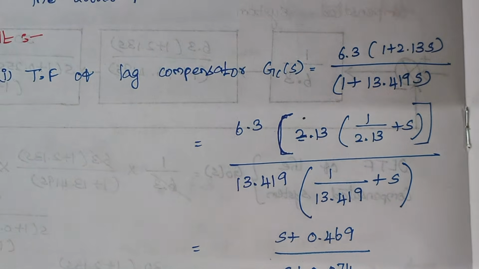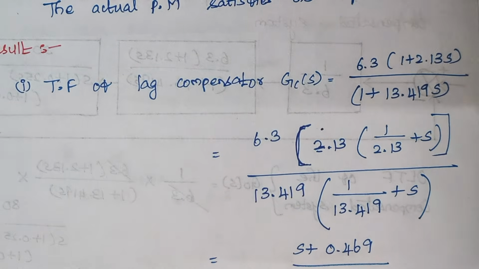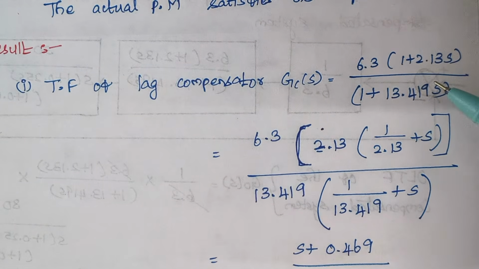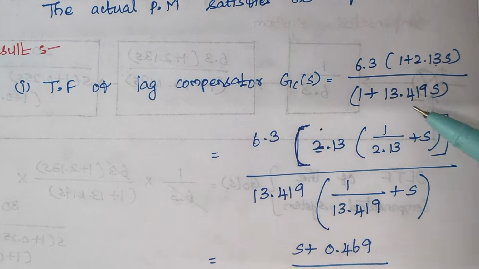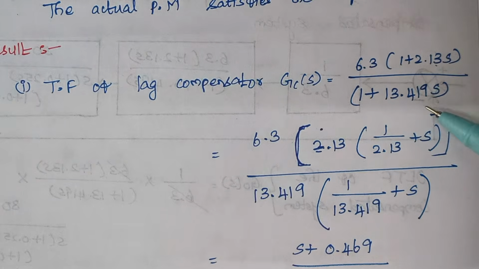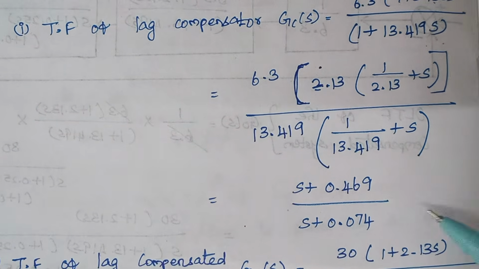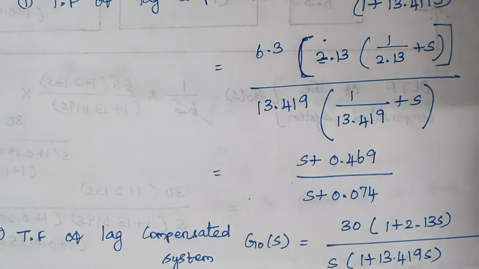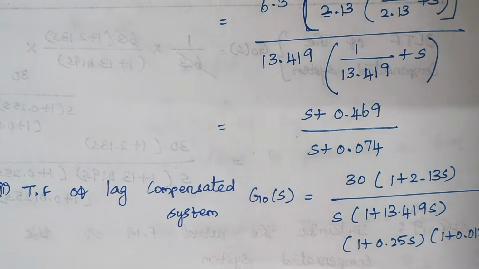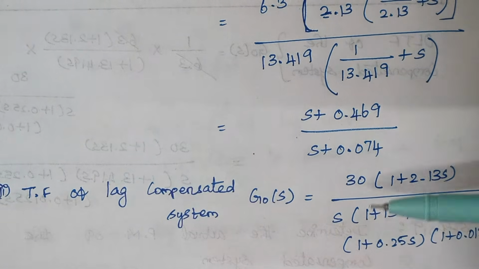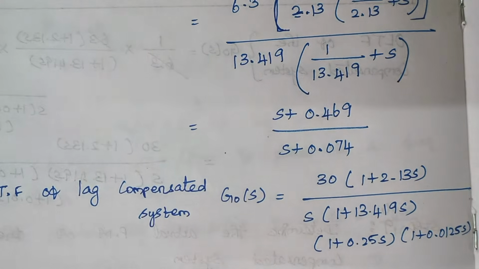So here, this is the transfer function of your lag compensator, right? Again, we are simplifying, bringing it to the standard format. That's it. Here I am taking 2.13 outside. Here also 13.419 outside. So when you simplify, we will get an expression like this. And the next one is the transfer function of the lag compensated system. We just found that, right? In the result, you have to include these two transfer functions, right?